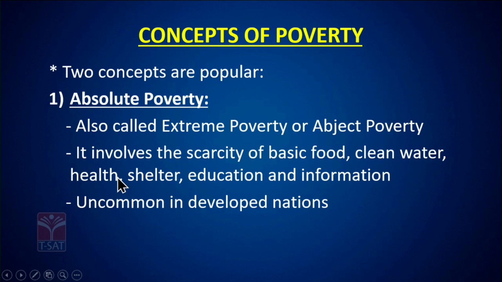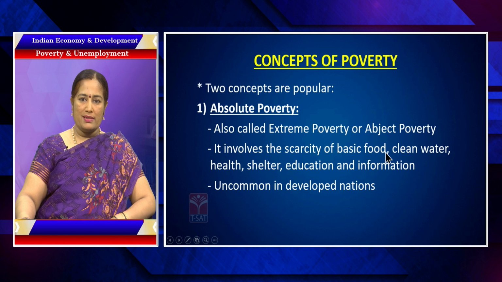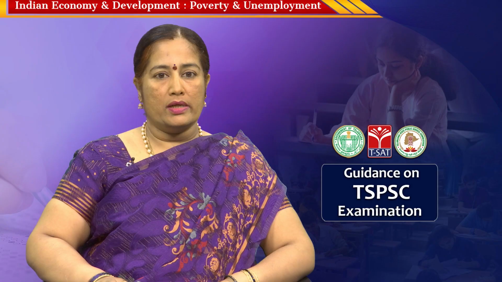A situation which involves the scarcity of basic food, clean water, health, shelter, education and information is called absolute poverty. That is, when persons are not able to get a good amount of food, clean water and proper health facilities, proper shelter and proper education and even information, such a type of poverty is called absolute poverty. This kind of absolute poverty is quite common in the developing countries as well as underdeveloped countries when compared with the developed countries where absolute poverty is quite uncommon.